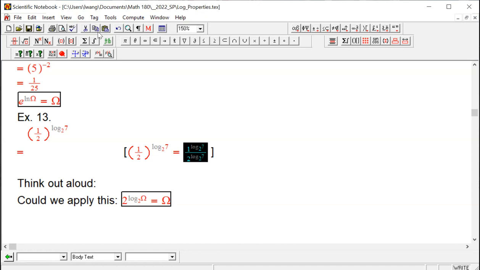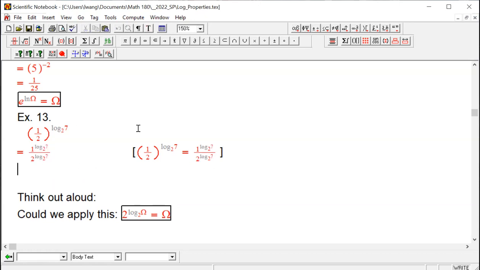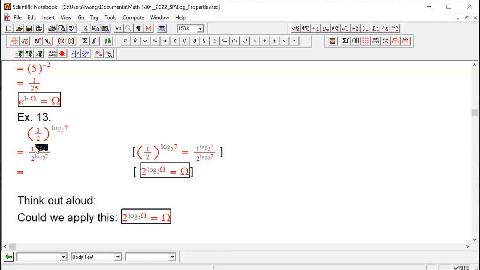So the next step, when we apply this rule, we get to this piece. The bottom, we're going to apply this piece to the bottom. And the top, 1 to the power of anything is still 1, right? And what do we get in the bottom? We get 7. So 1/7 is the answer.